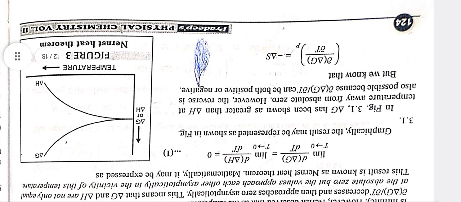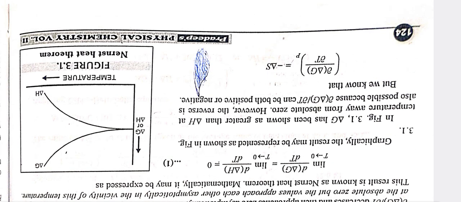From this equation, it is evident that at absolute 0, when T equals 0, ΔG is equal to ΔH. This means that ΔG and ΔH are not equal at the absolute 0, but the values approach each other in the vicinity of this temperature. The result is known as Nernst heat theorem, that is, limit T tends to 0 of dΔG by dT equals limit T tends to 0 of dΔH by dT equals 0.